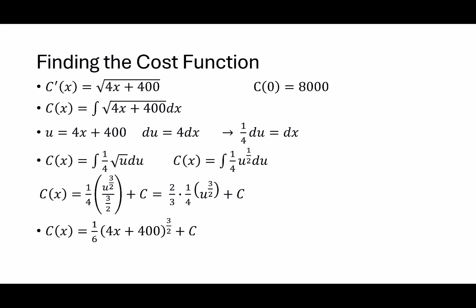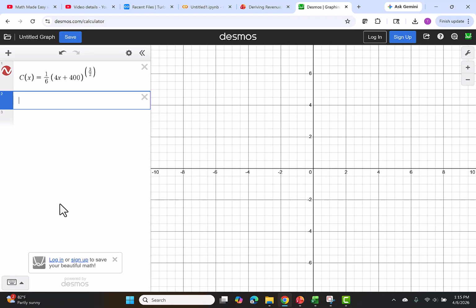We're going to use our initial condition of C of 0 to solve for our constant of integration C. This means we need to plug 0 into the entire function. Let's use our calculator to help us find this value of C. In Desmos, I put in the function C of x is 1/6 times 4x plus 400 to the 3/2. I'm going to put in C of 0 to see what that part of the function gives me.